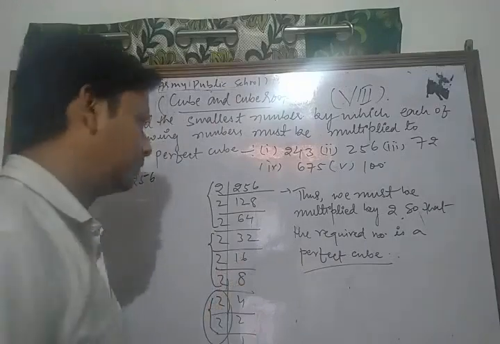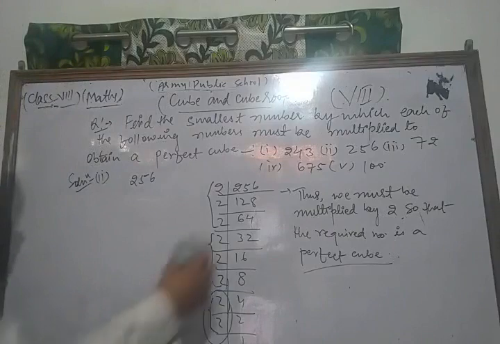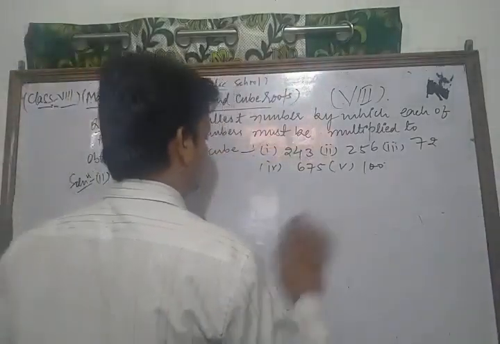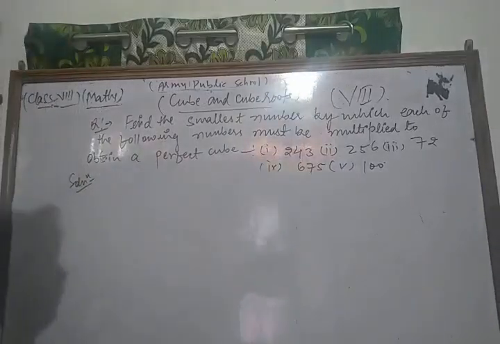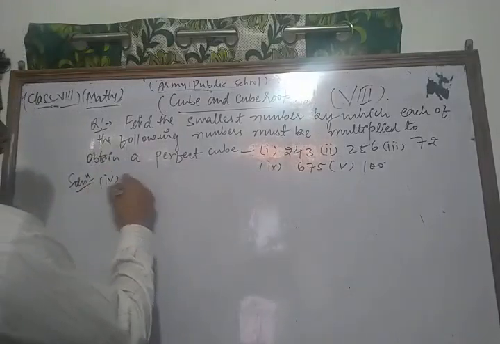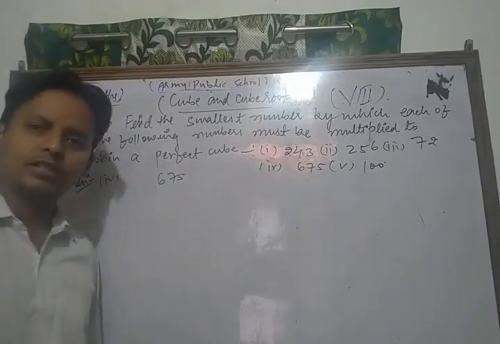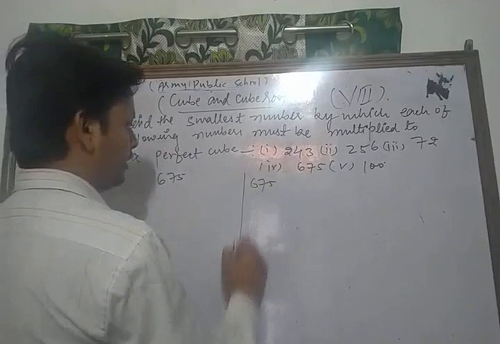Okay dear students, now we take and solve some other important question. Now we take and solve the fourth part of this question, which is 675. So we do the same process. First of all we do its prime factorization. Let's see, 675.